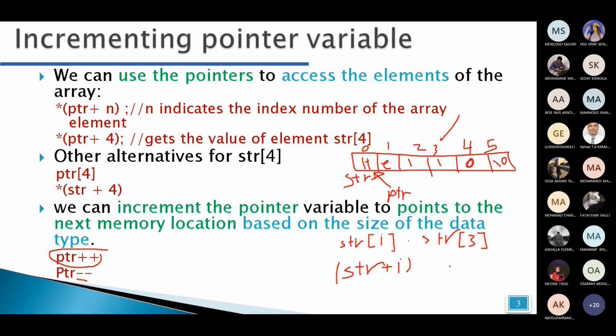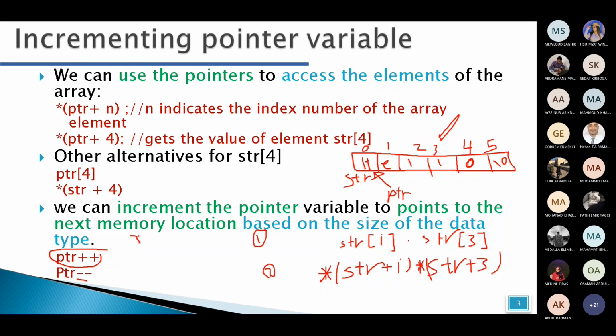Okay, so str now as a pointer, we can use it as str plus i, meaning the index, and the star, because now we speak about a pointer, so we need a star to get the value. So if we take the same element, this one, str plus, what's the index here? 3. And we need a star outside to get the value. So this is one way, the second way.